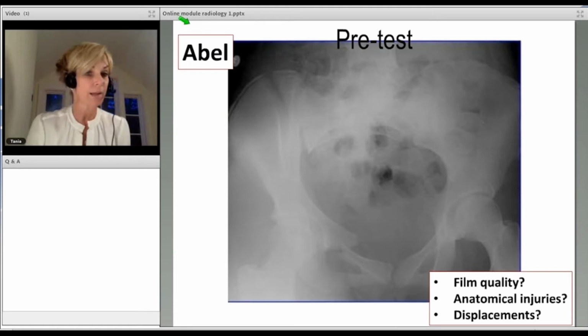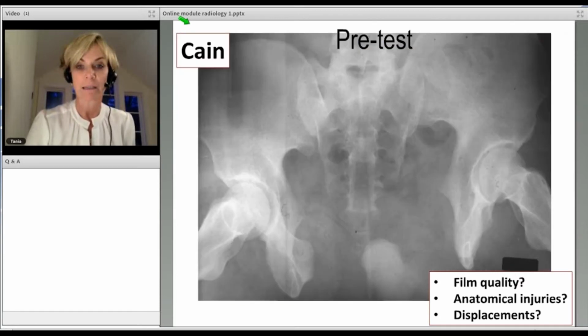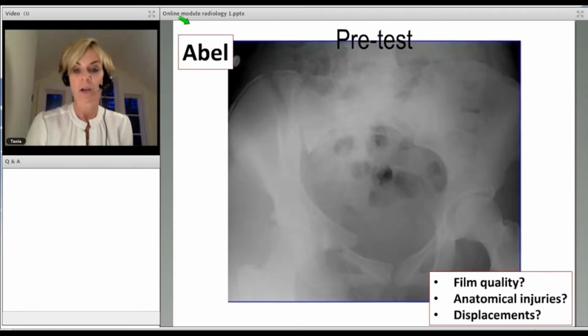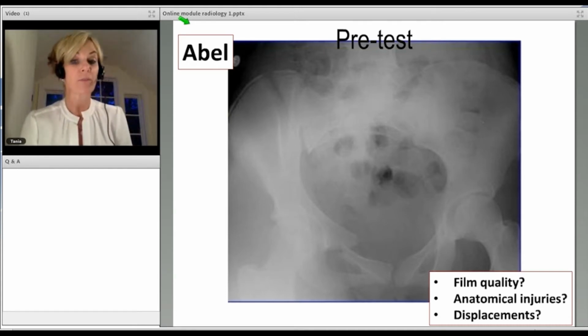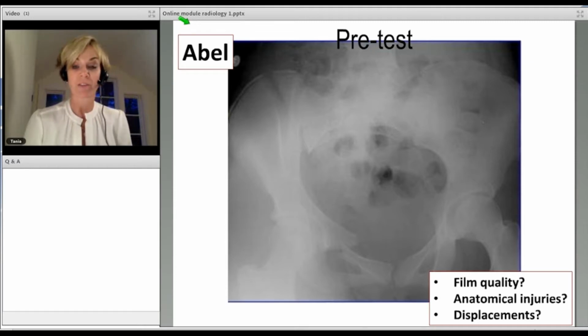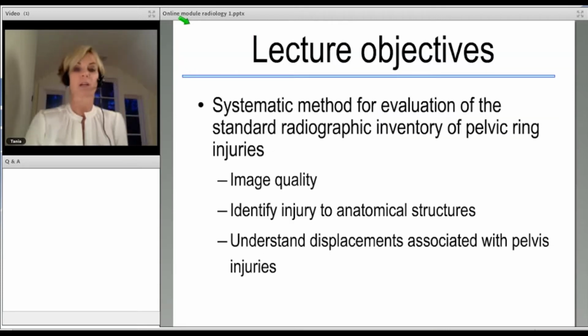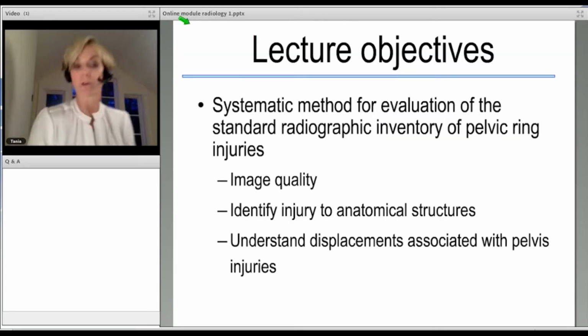So go ahead and pause at the moment, go back and forth to these two radiographs. In both Kane and Abel's case, what is the quality of the radiograph? What anatomical injuries can you identify? And what is your perception of the displacement of the affected portions of the pelvis? Once you've done that, we're going to go on.